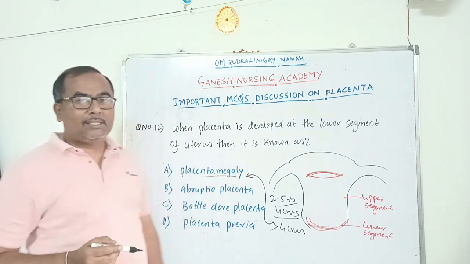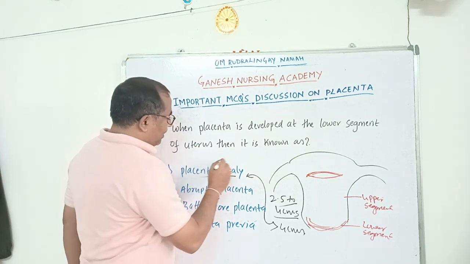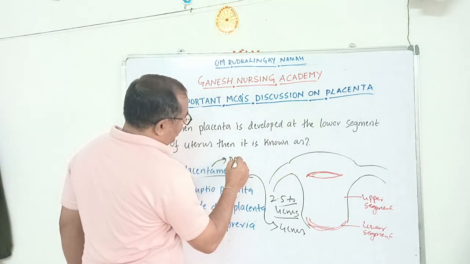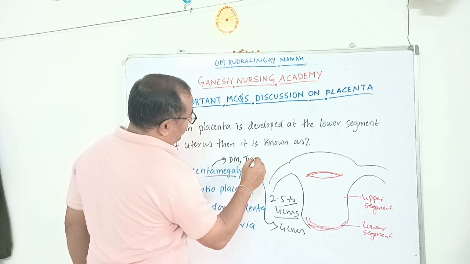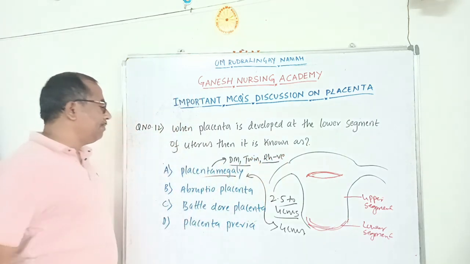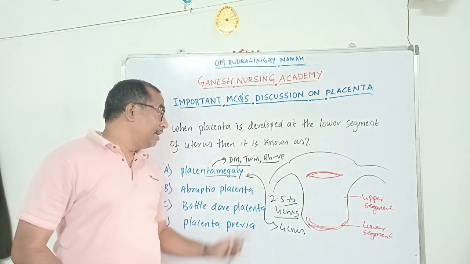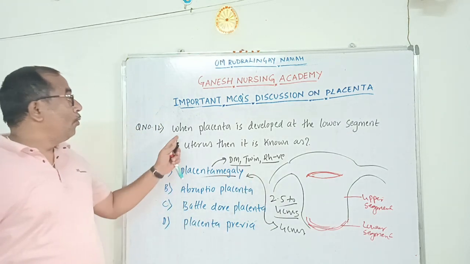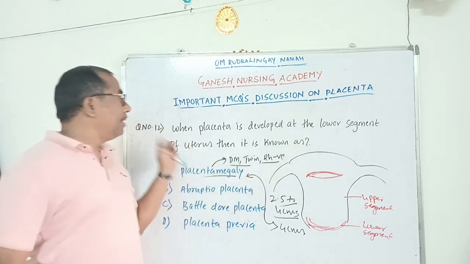In which condition is placenta megali usually present? It is present in the case of diabetes mellitus, twin pregnancy, and Rh negative pregnancy. But that is not the question here. They have asked about the placenta that is developed at the lower segment of the uterus.